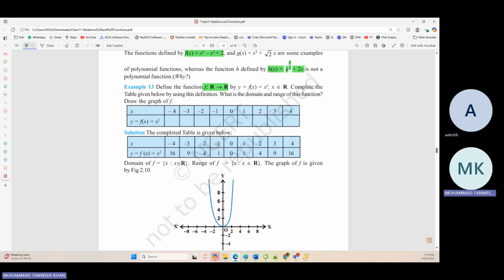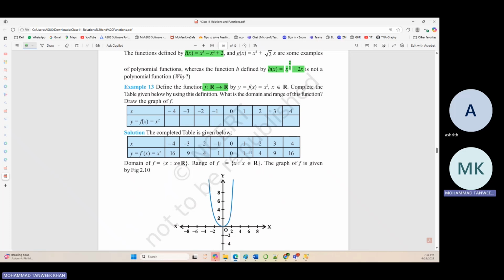Minus 4, minus 3, minus 2, minus 1, 0, 1, 2, 3, 4. And this is the output. Yes, this is the range. Hope this is clear. That is what they're asking in the question. If this is the domain, what output will you get? The range is 16, 9, 4, 1. Correct, you're right.